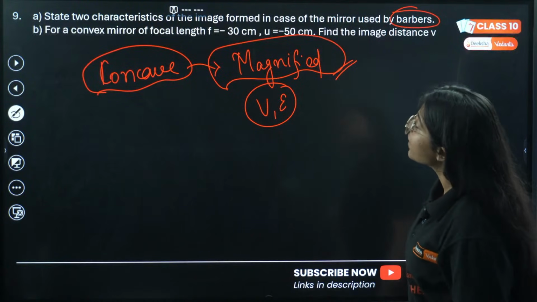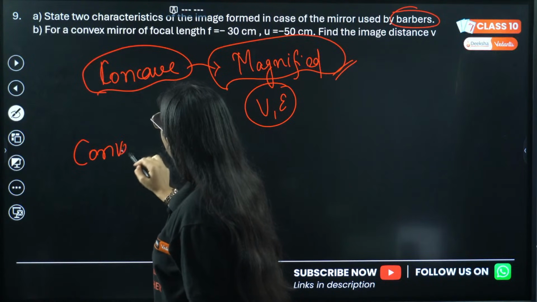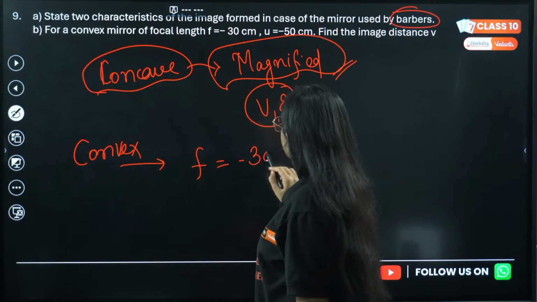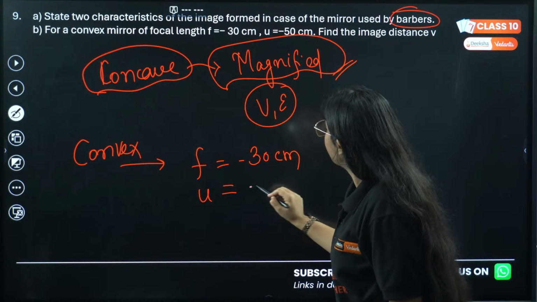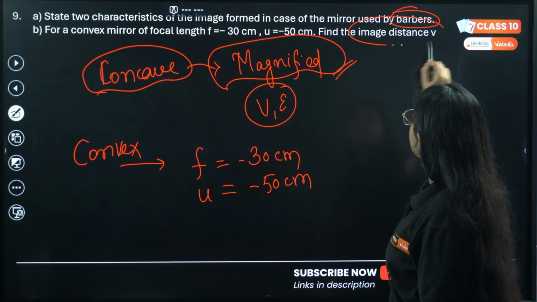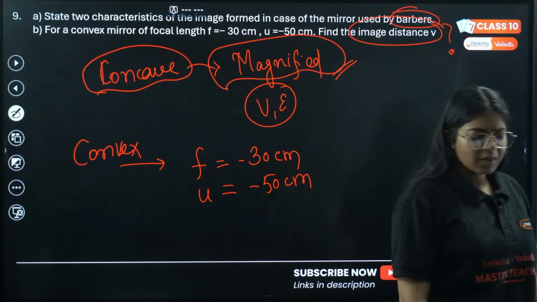For a convex mirror, the focal length is given as minus 30 centimeter. Object distance is given as minus 50 centimeter. Find the image distance. You have to find the distance of the image. It's a very easy question.